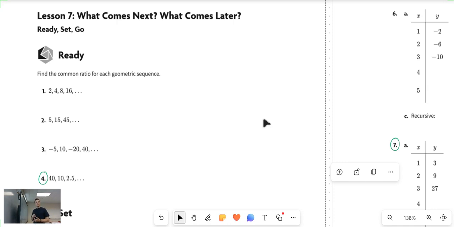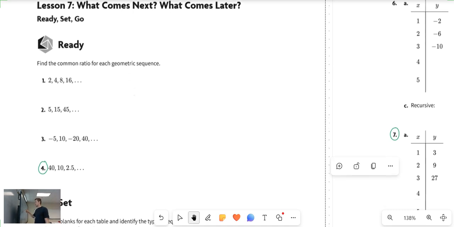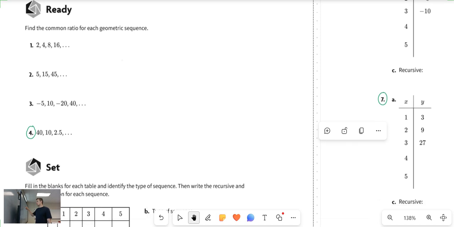Welcome to homework help for lesson 7. What comes next and what comes later? All right, so what is assigned for today? We're going to start with number 4.